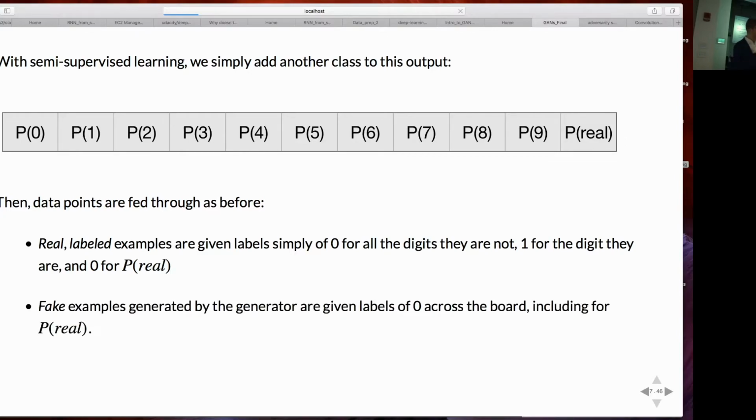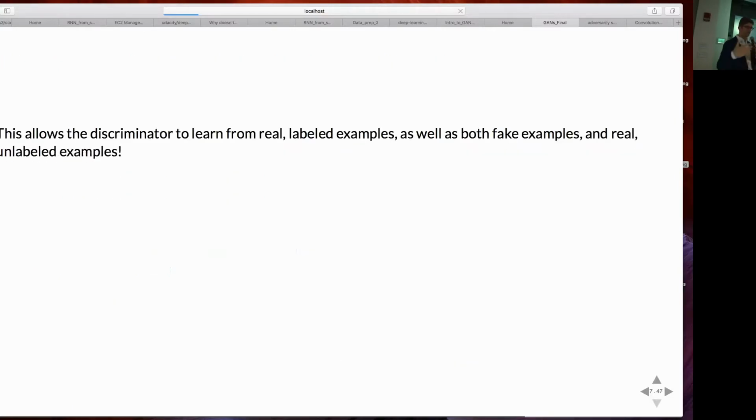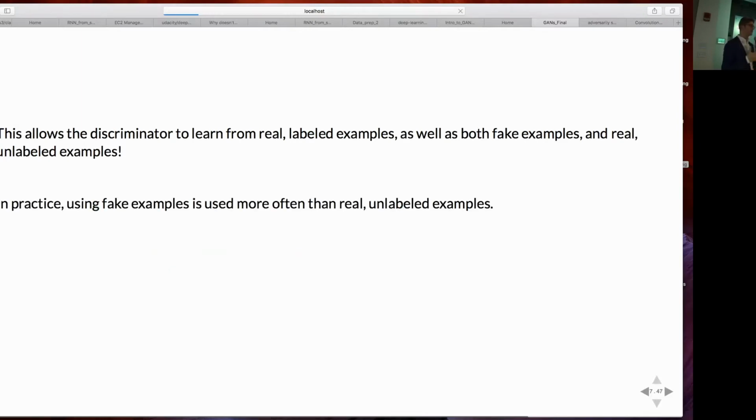For fake images, you just feed through all zeros and probability of real also 0. And then you can also learn from real unlabeled images in this way by feeding through all zeros and then 1 for real. And this allows you to learn from both labeled and unlabeled examples. In practice, using real unlabeled examples is a lot less effective than using just fake examples and telling the network that they're fake.